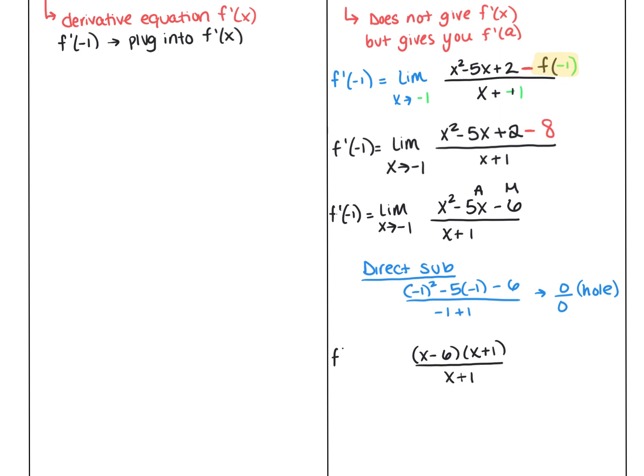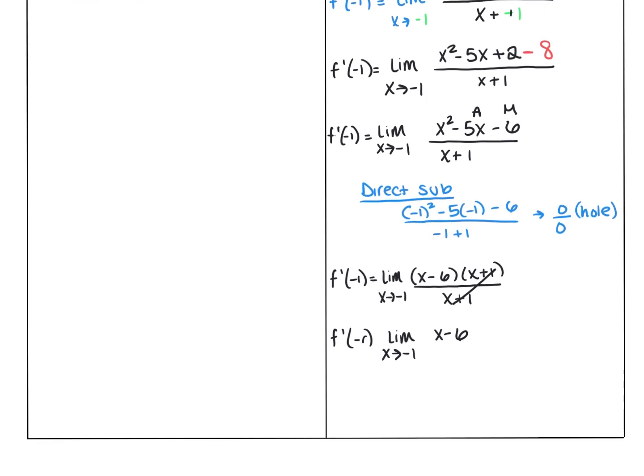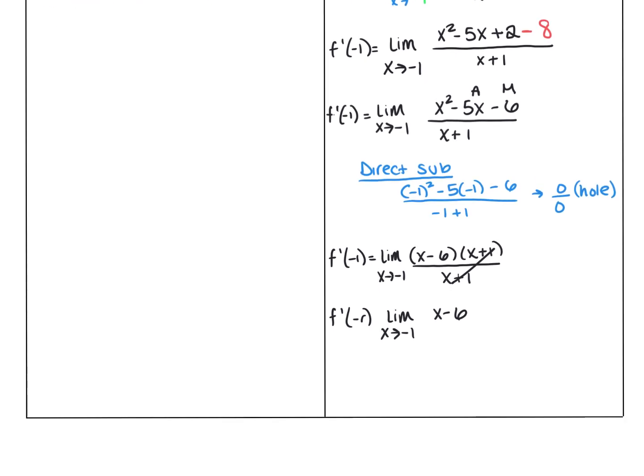Now again, we are still taking this as the limit as x approaches negative 1. These will cancel. So we have f prime of negative 1 is my limit as x approaches negative 1 of x minus 6. So now we can do direct substitution again. And when we do direct substitution, the limit goes away. So f prime of negative 1 is when I directly substitute negative 1 for x. So negative 1 minus 6 is negative 7.